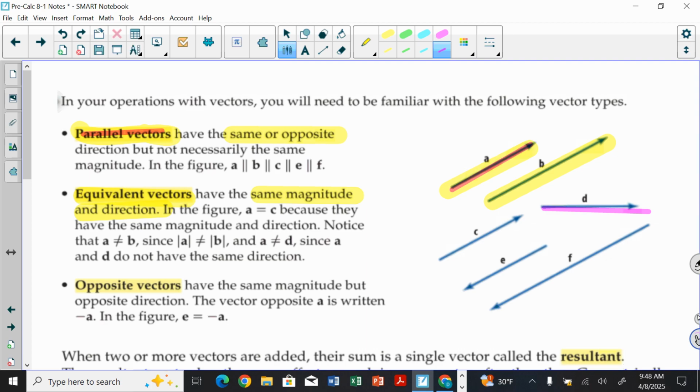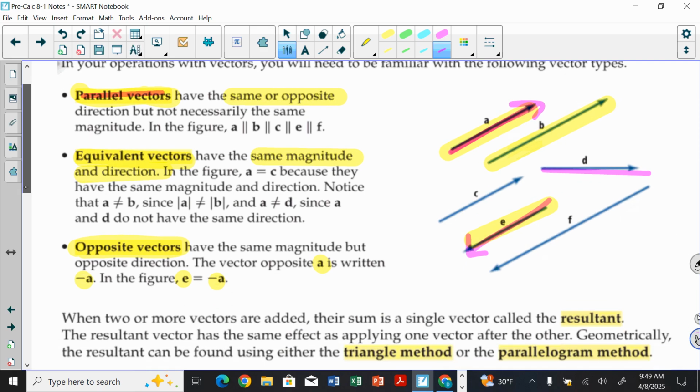And then you've got opposite vectors. The opposite ones have the same magnitude, but they go in the opposite direction. We will write the opposite of A as negative A. So in this case, E is an opposite vector of A. If you look at E, they're parallel, but this one's going the opposite way, right? This one's going in this direction, while A is going in this direction, but they're the same magnitude, opposite direction.